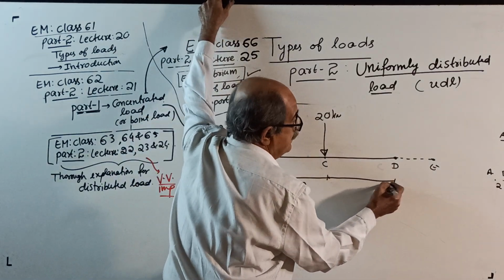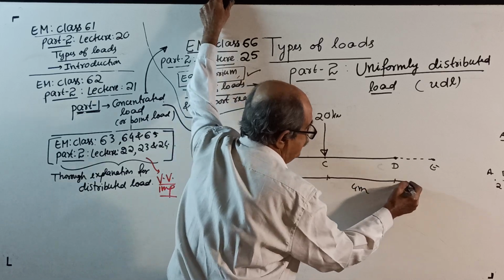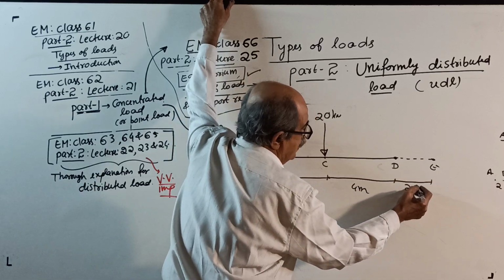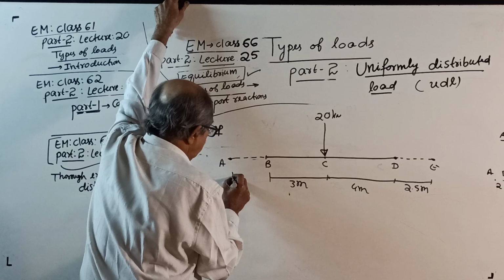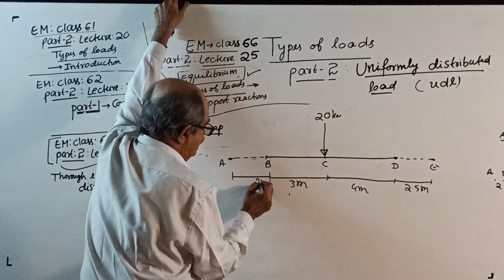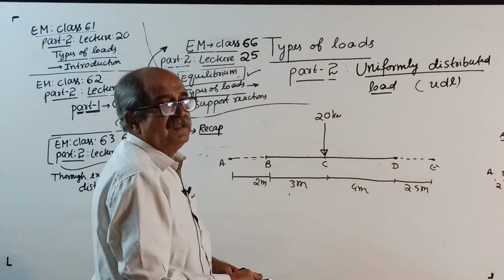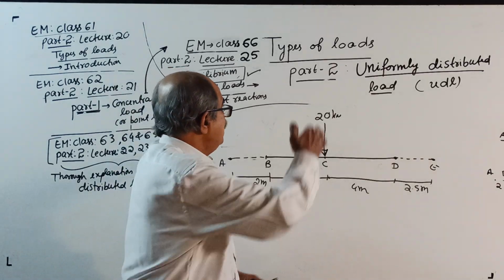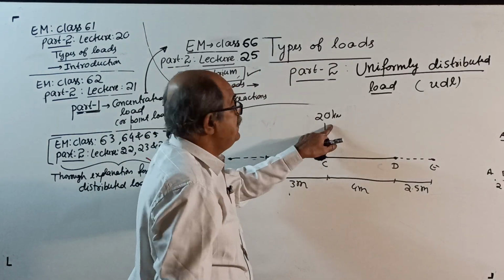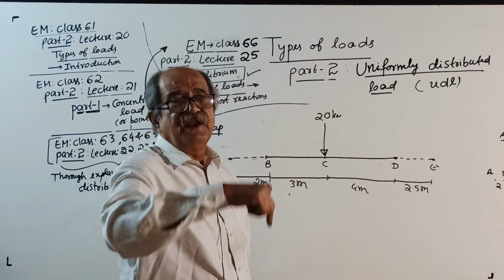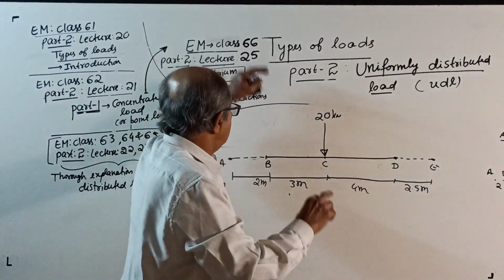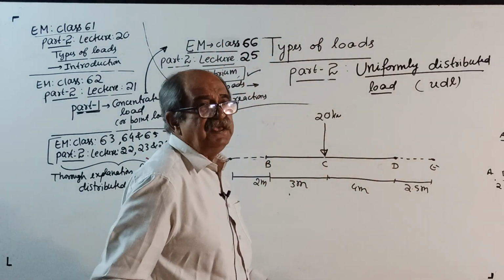This distance is 4 meter. It's a recap. 2 point. But anyway, better because why? So that once again you understand, this is 2 meter. Then I told magnitude of the load. See, I told this way, 20 kilonewton. Direction, vertically down. Line of action passes through 3, C.